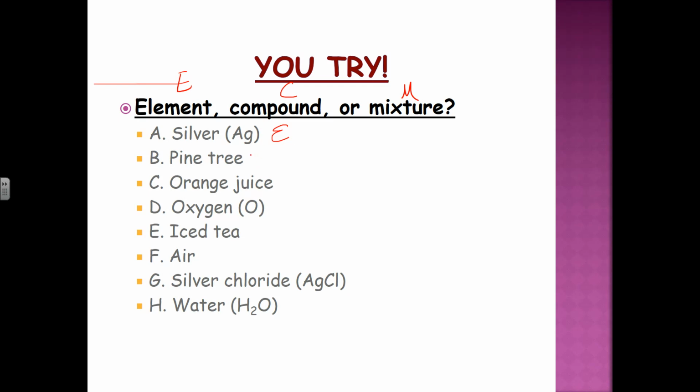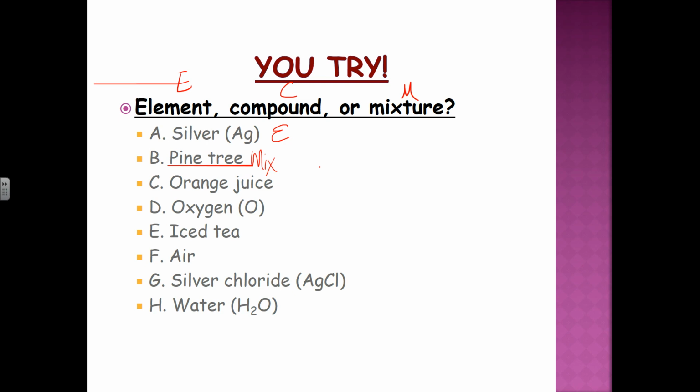A pine tree. Well, certainly you're not going to find a pine tree on the periodic table right by itself, so it's not an element. And if you think about a pine tree, it is very complex. It's not just two or more elements bonded together. Pine trees are made up of many different substances mixed together. So a pine tree would technically be considered a mixture.